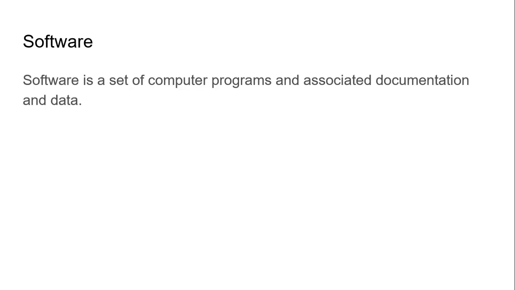So now we have to discuss what is software. You can simply say software is a set of computer programs and associated documentation and data. So why do we need software? To make our work easier. To store our data, to manipulate our data. Okay, so this is the simple concept.